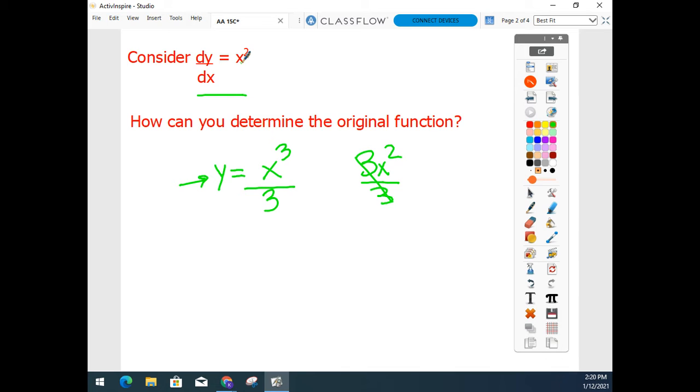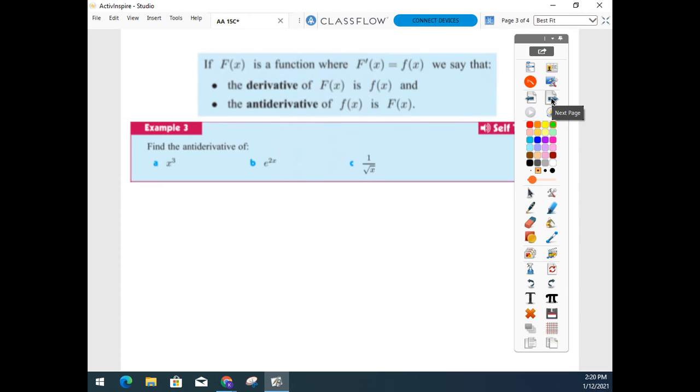Now, the other thing to keep in mind, we don't know if the original function had a constant, so we should always include a constant at the end. So we don't know what that constant is. Maybe it's 0, but we don't know, because the derivative of a constant would be 0, so you wouldn't see it. All right.